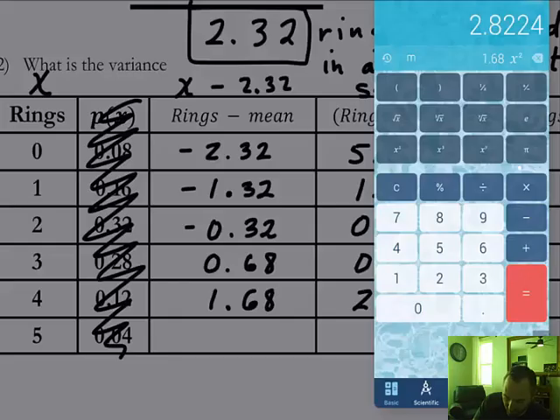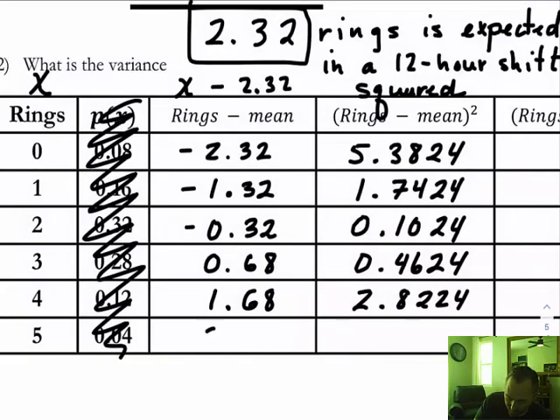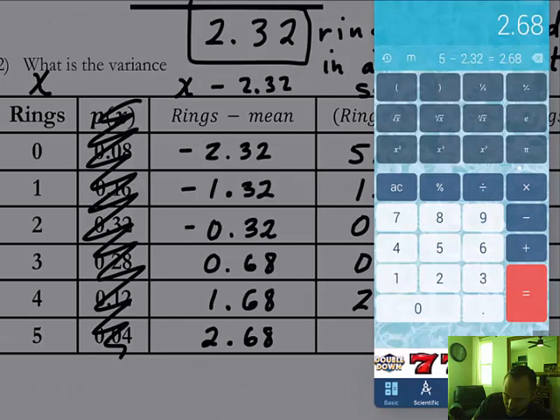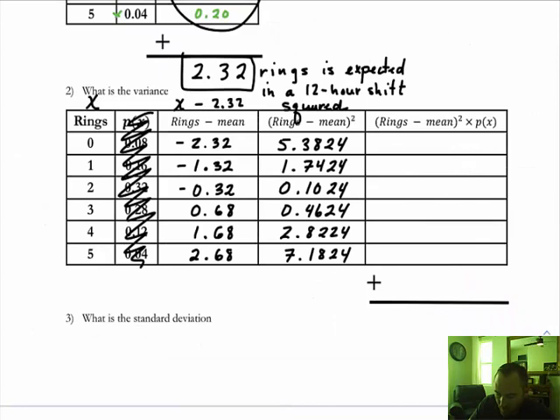Okay, last one here, 5 minus 2.32 is 2.68. And then raise that to the second power. 7.1824. Again, so here's 7.1824.